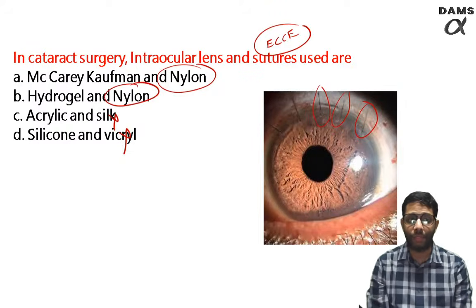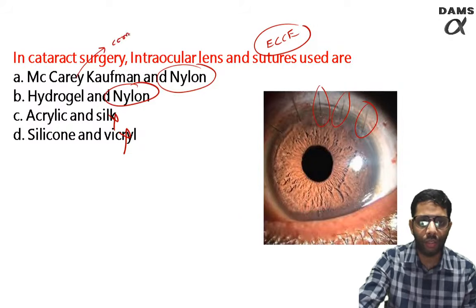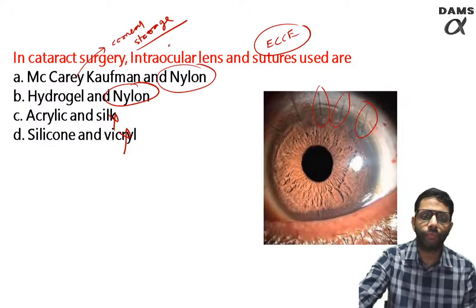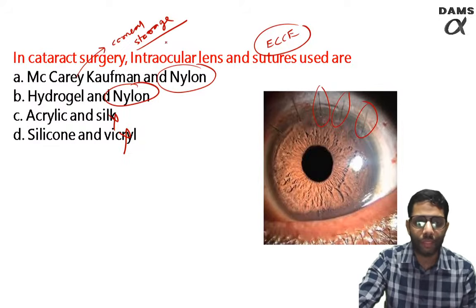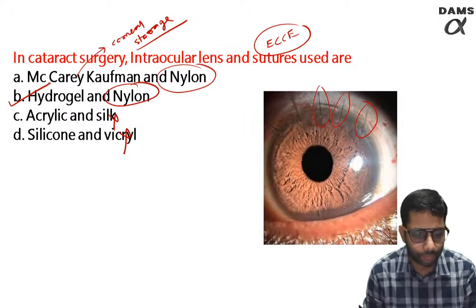So what are A and B? Macquarie coffin and hydrogel. What is that? Intraocular lens is not made of Macquarie coffin. Macquarie coffin is a corneal storage medium that is used in keratoplasties. One material of intraocular lens is hydrogel material.